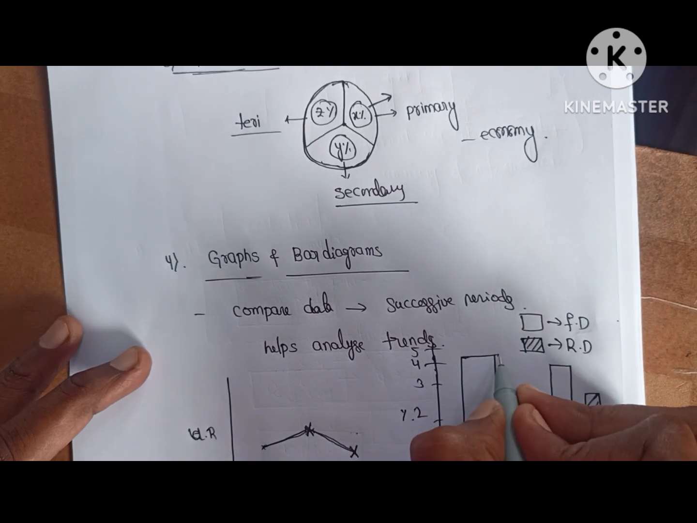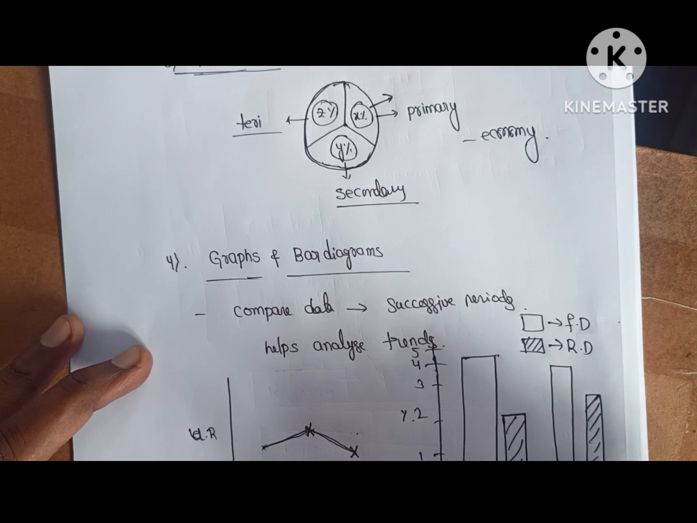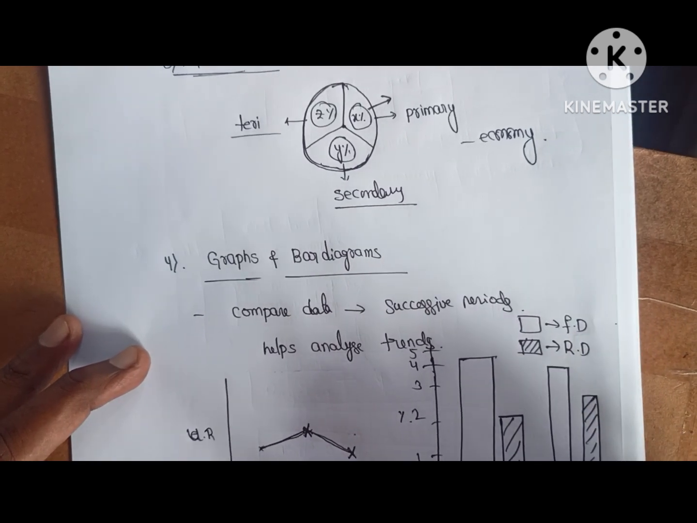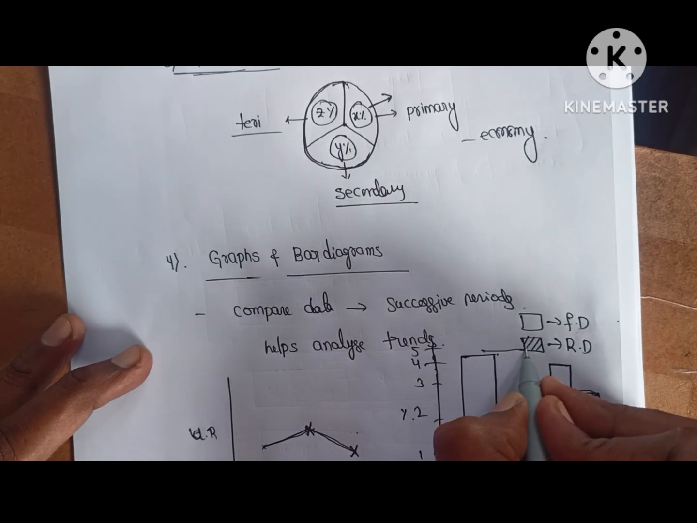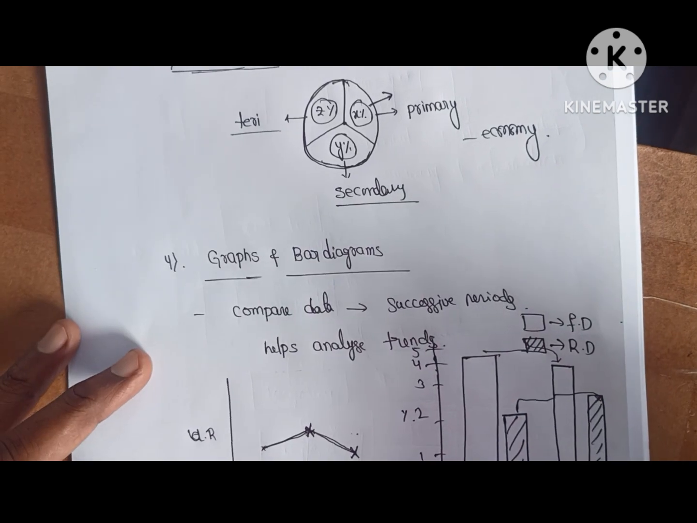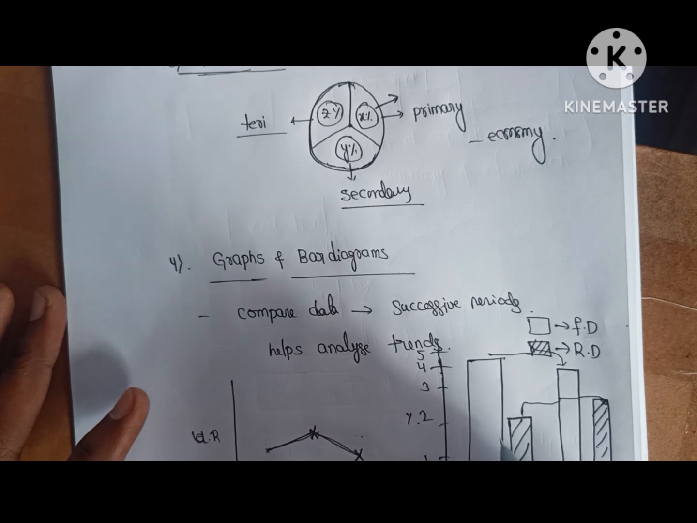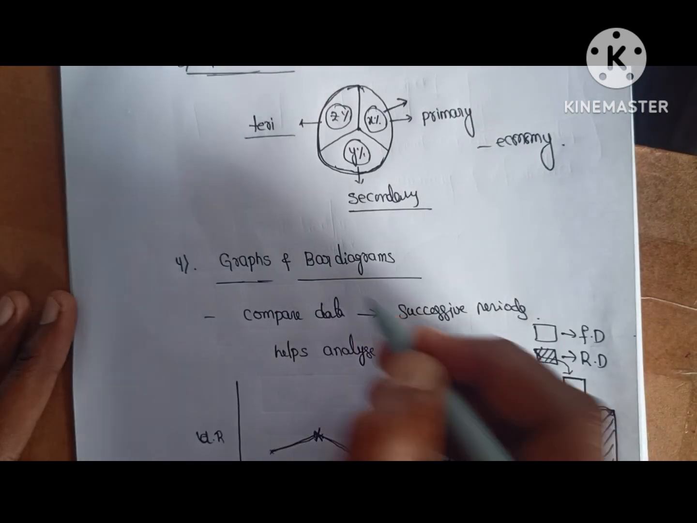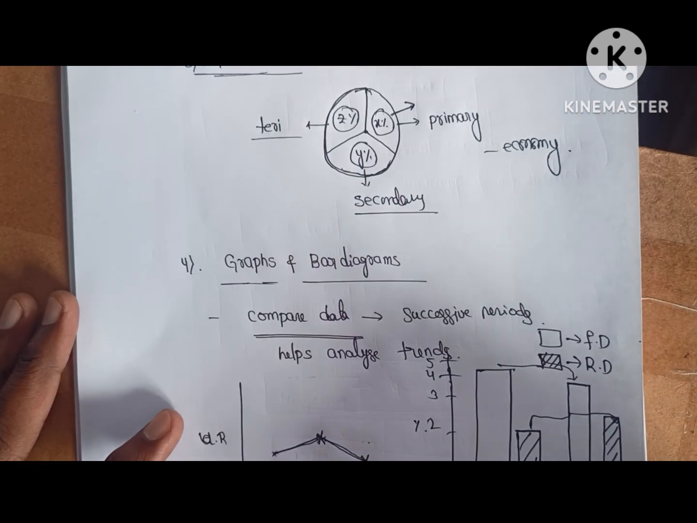Initially in 2024 the fiscal deficit is high and the revenue deficit is low, but in 2025 the fiscal deficit is more and the revenue deficit is also increasing. Compared to 2024 the revenue deficit is increased, compared to 2024 the fiscal deficit is decreased. Like this you can incorporate; this is an example, this is not exact data. Like this you can incorporate graphs and bar diagrams to show and compare the data, and it helps to analyze the trends present in the data.